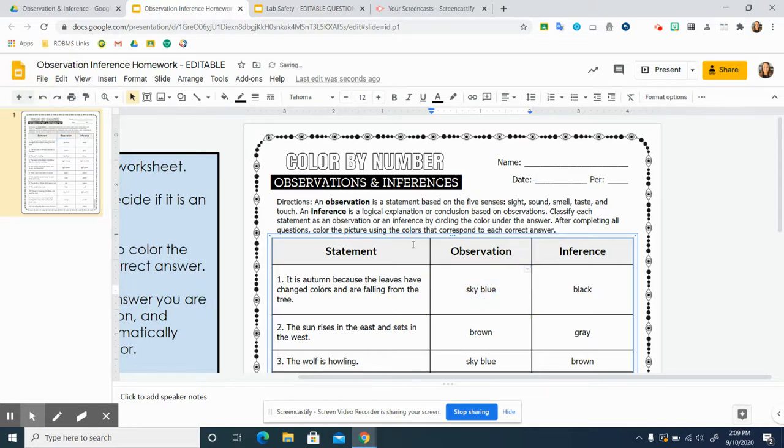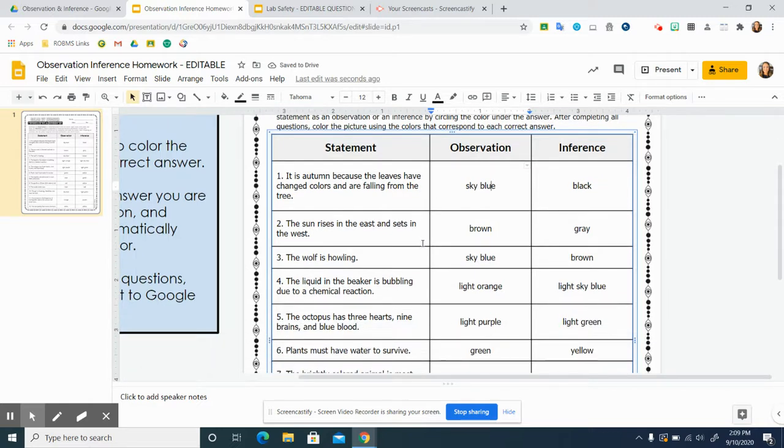So I'm going to go through the answers with you. If you have questions, you can send me a message on Classroom, but I'm going to go through this homework and then last night's homework, which was the lab safety color by number question worksheet as well.